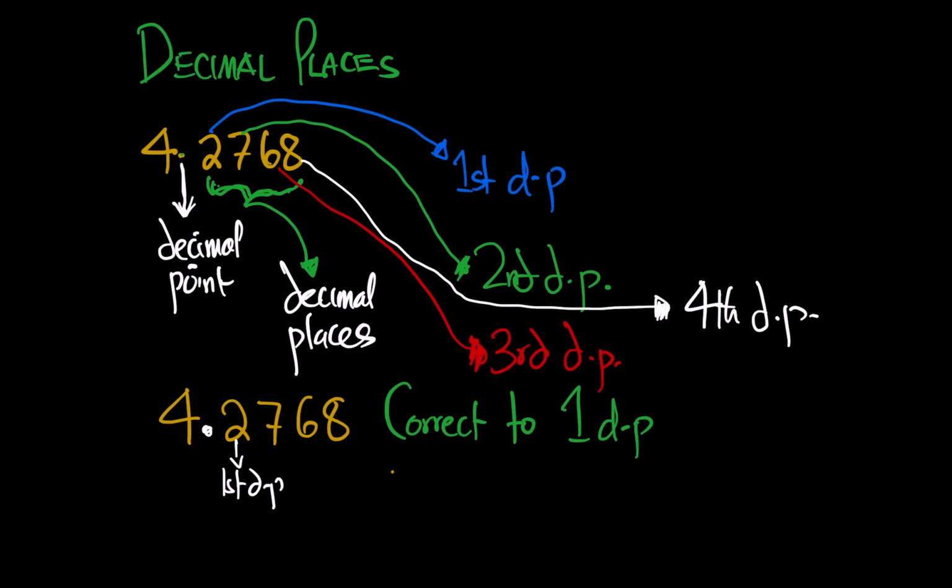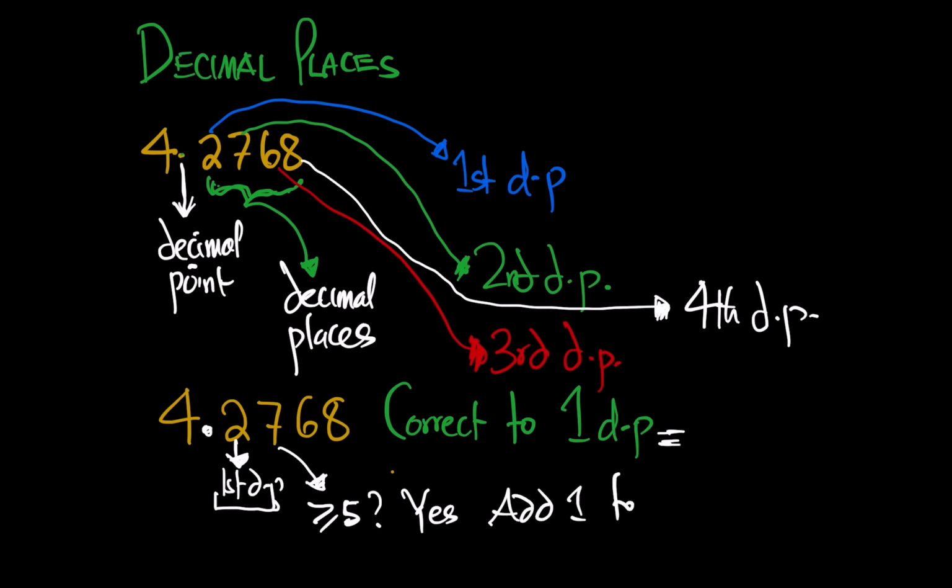Now, if we want to correct to one decimal place, we want one decimal place, and this is the first decimal place, right? But is the number after it greater than or equal to 5? Yes, it is, because 7 is greater than or equal to 5. Because of that, if yes, we add one to the first decimal place.